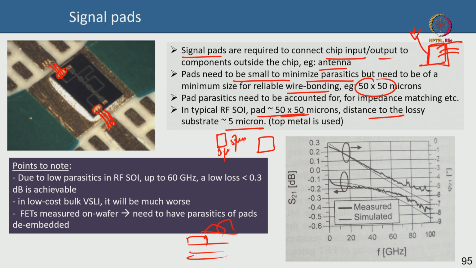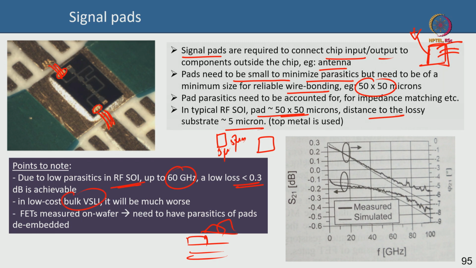So in SOI you have lower loss, as I told you, because you have a dielectric that isolates. You can get a low loss of 0.3 dB, which is very low loss, up to 60 gigahertz in these pads, and in case of VLSI, the simple VLSI, it will be much worse.